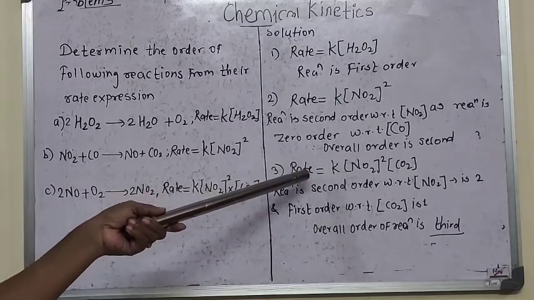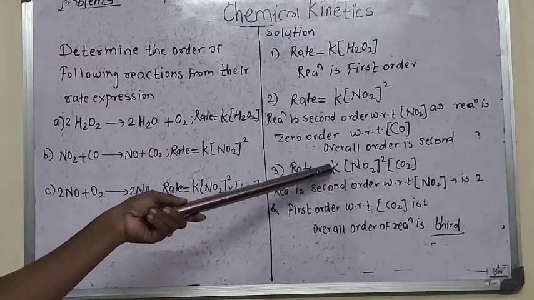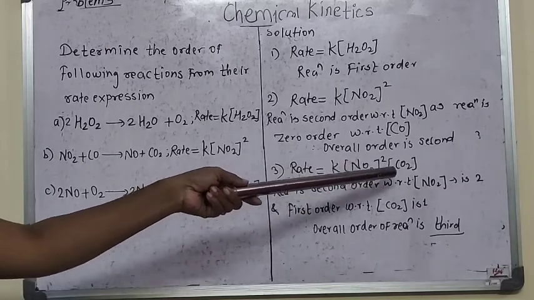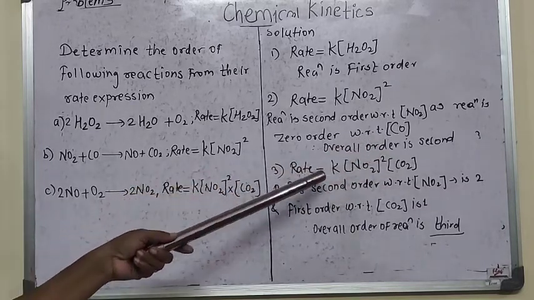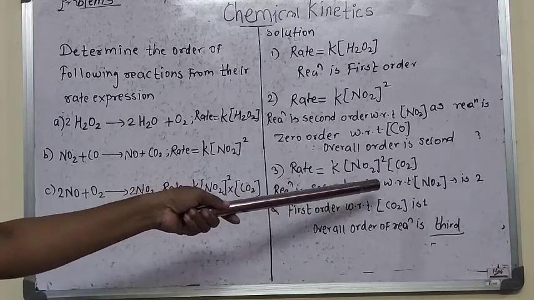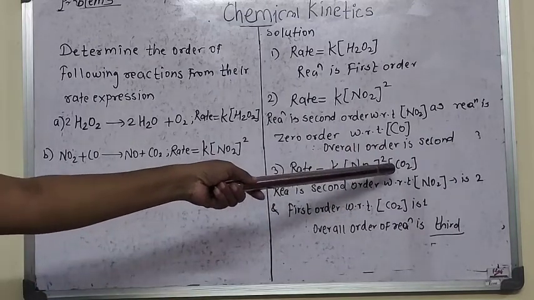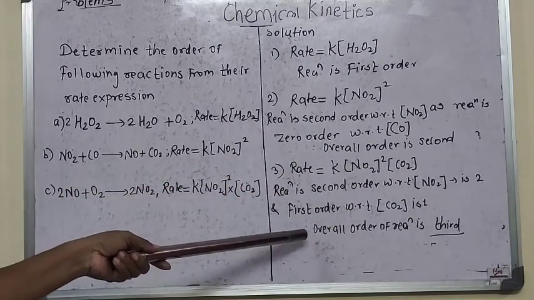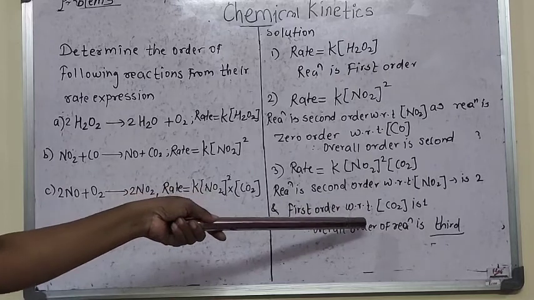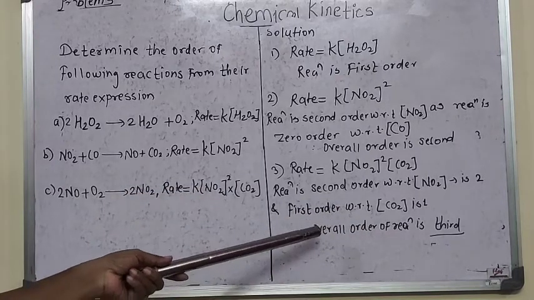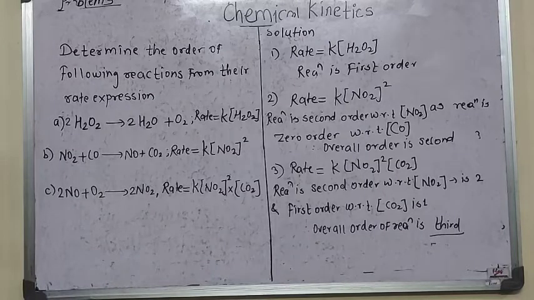So the rate equation is given: rate equal to K [NO2]^2 into the molar concentration of CO2. So the reaction is of second order with respect to NO2, and with respect to CO2 it is of first order. So the overall order of the reaction is 2 plus 1, that is x plus y gives the order of the reaction. So the overall order of the reaction is third.